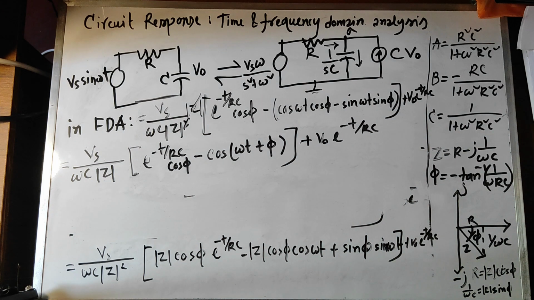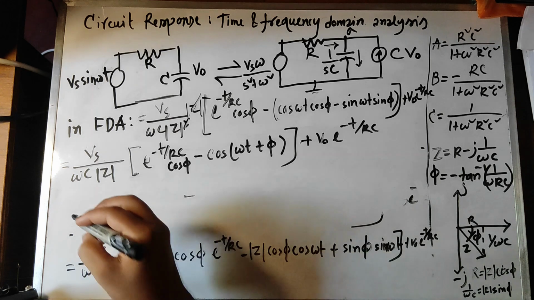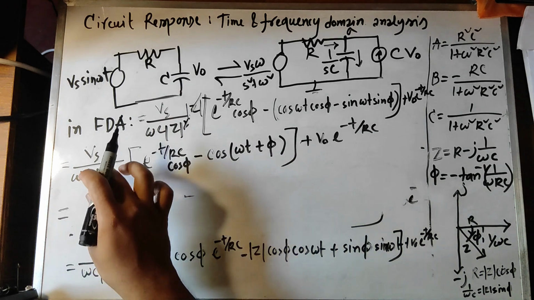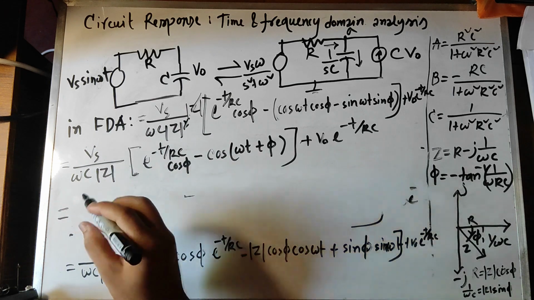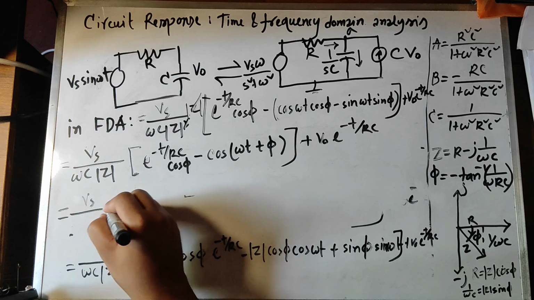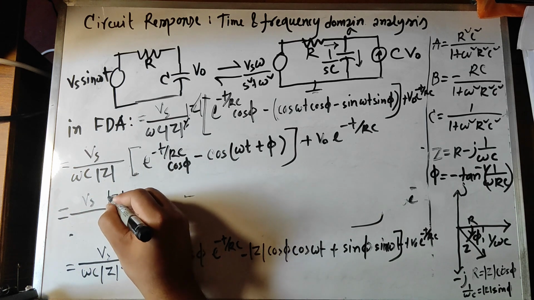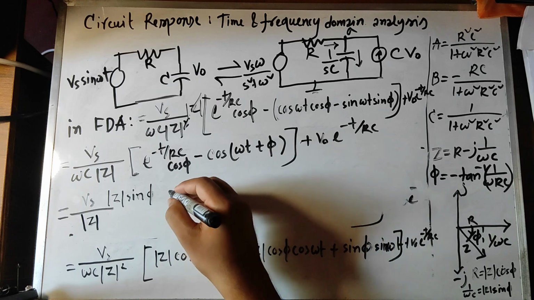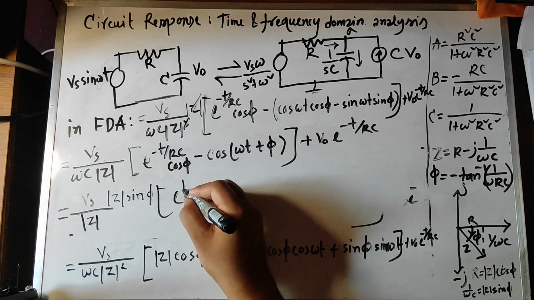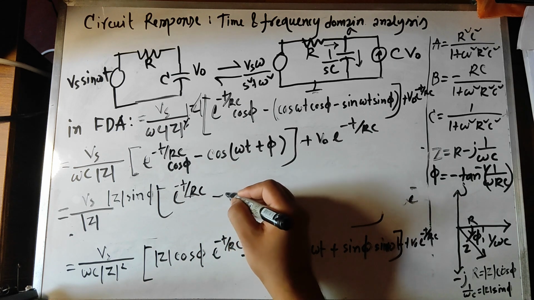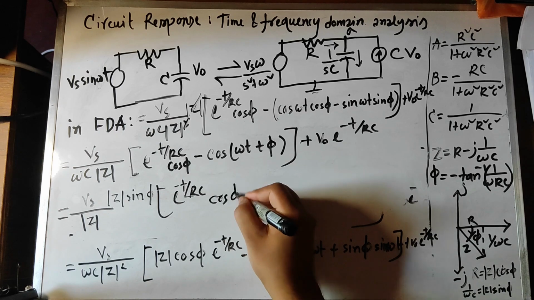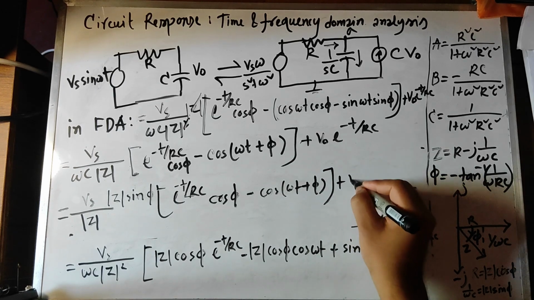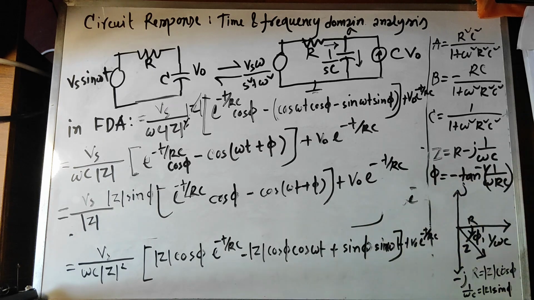So if we further rearrange this, say we want to do something about this omega c and z magnitude, so say 1 by omega c is z sin phi, and this term e to the power minus t by rc minus cos phi minus cos omega t plus phi, plus vo e to the power minus t by rc.